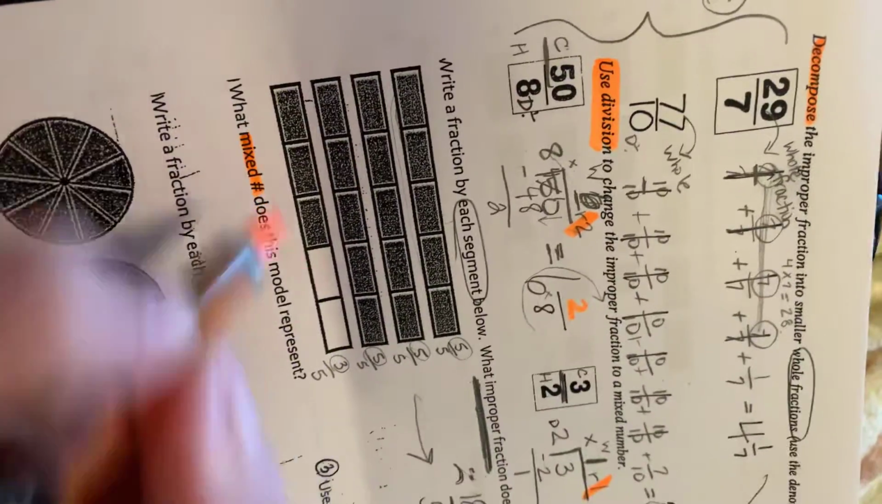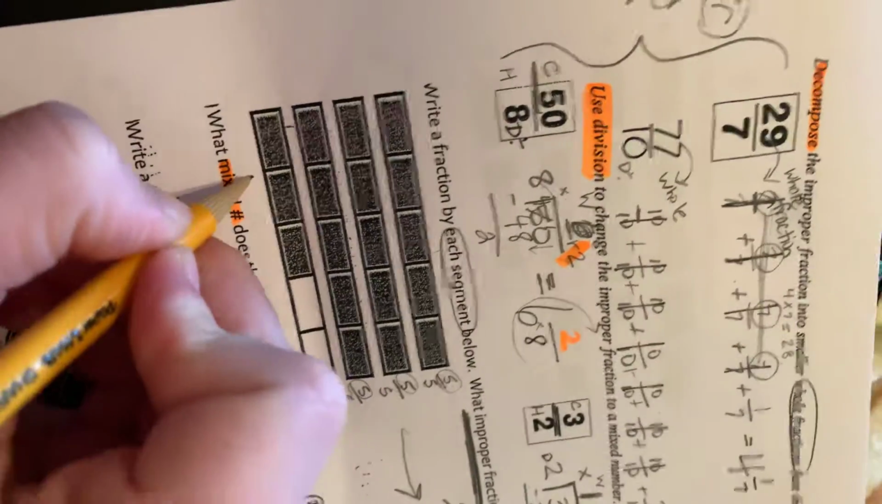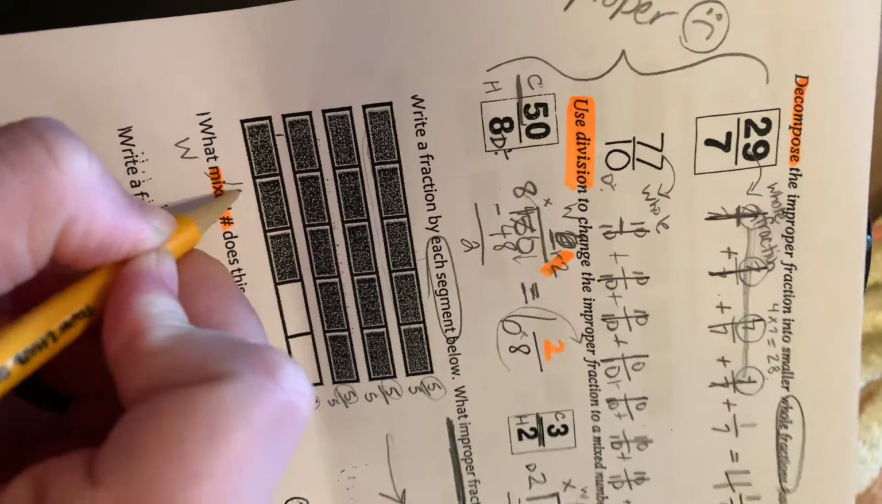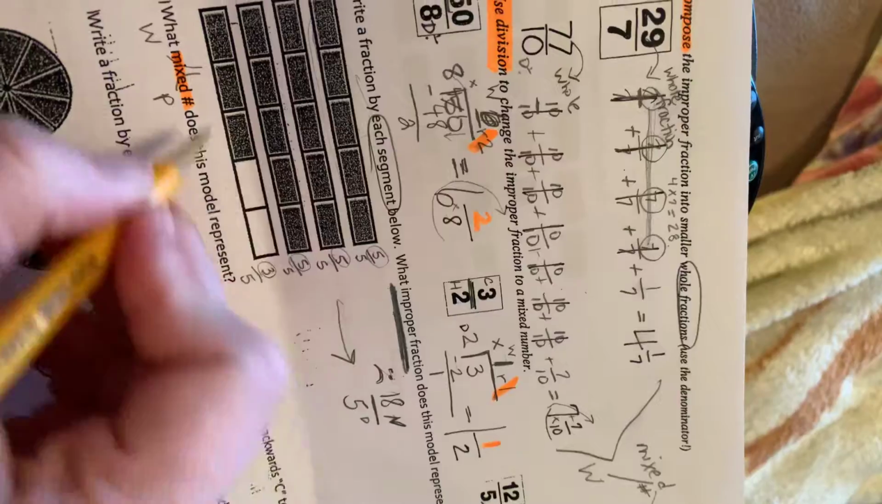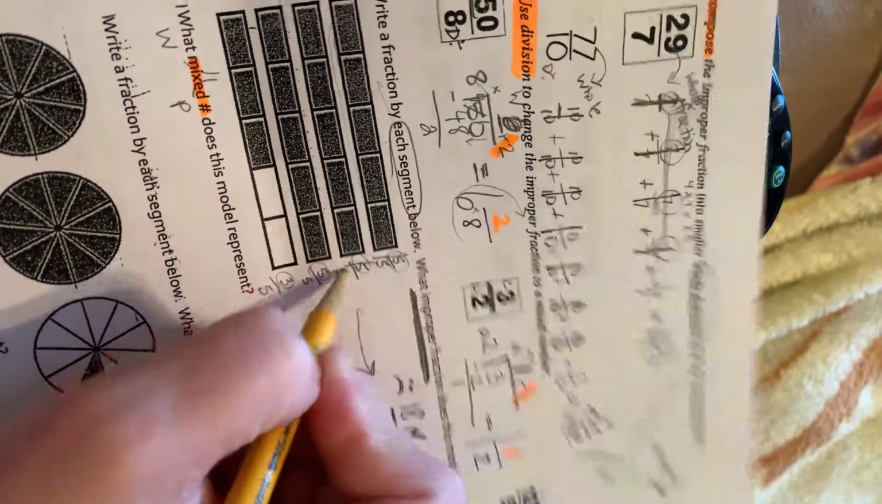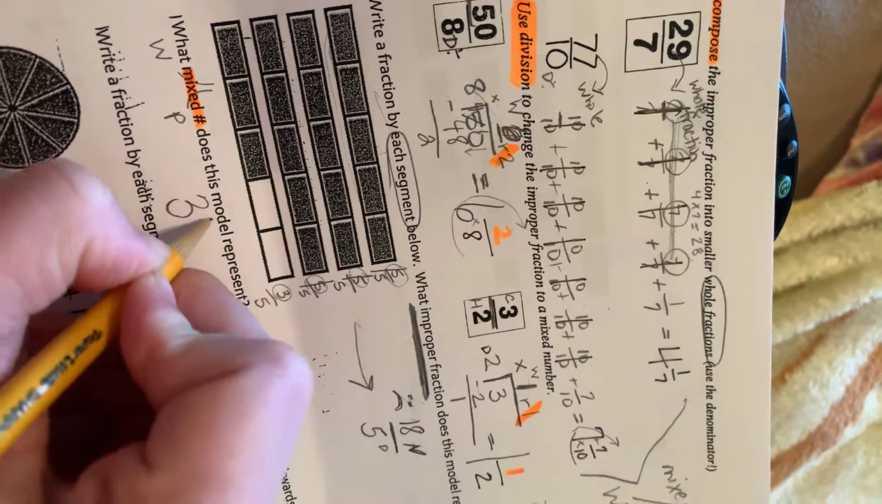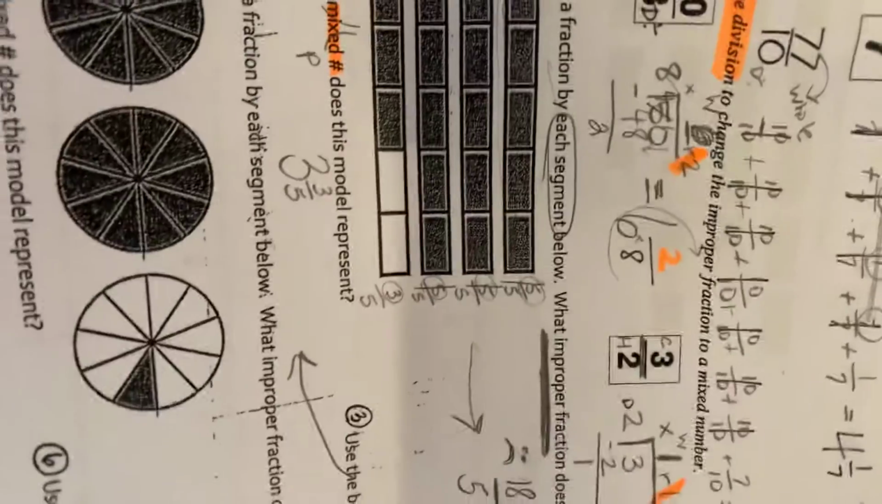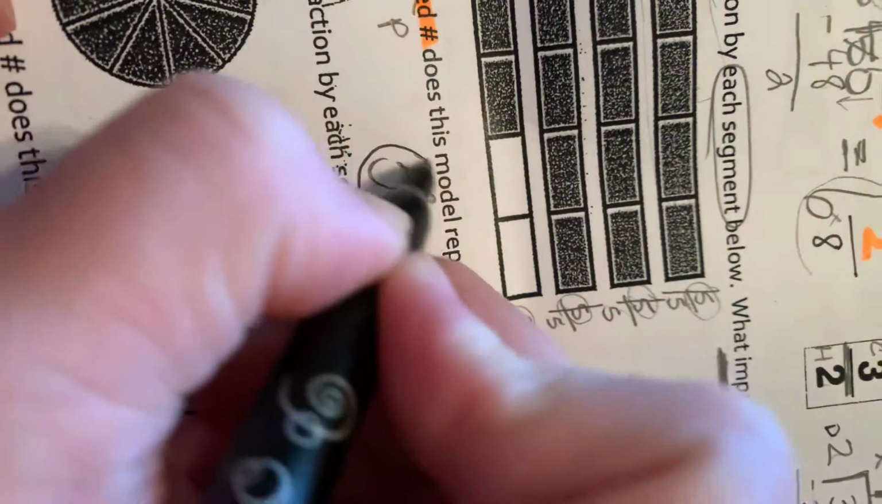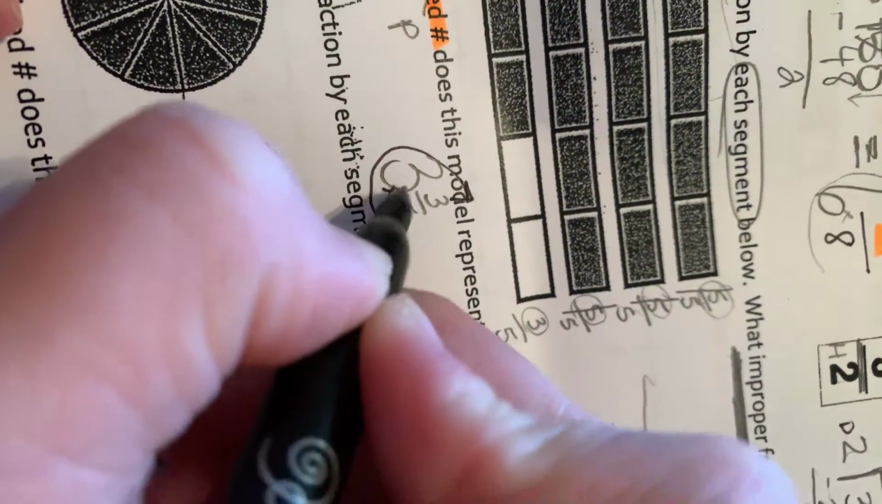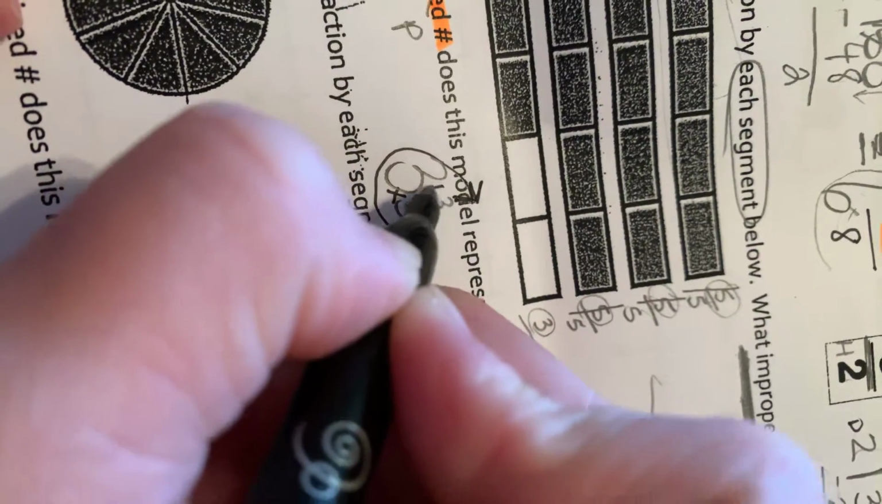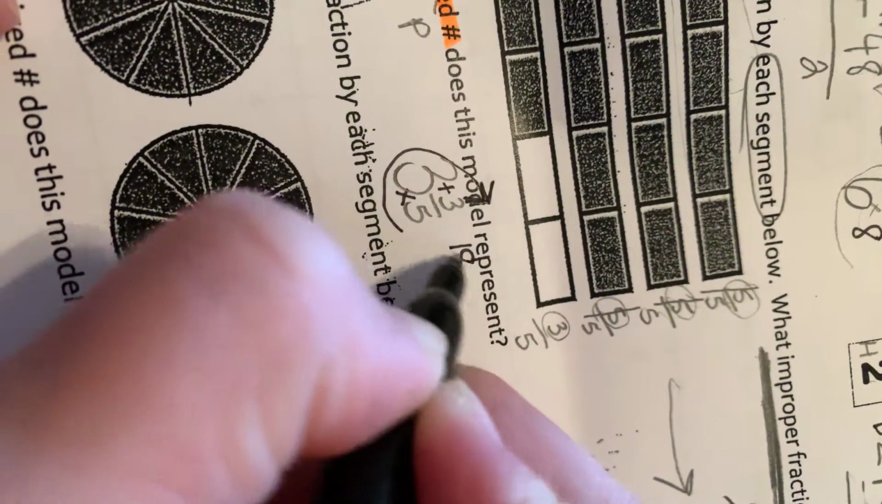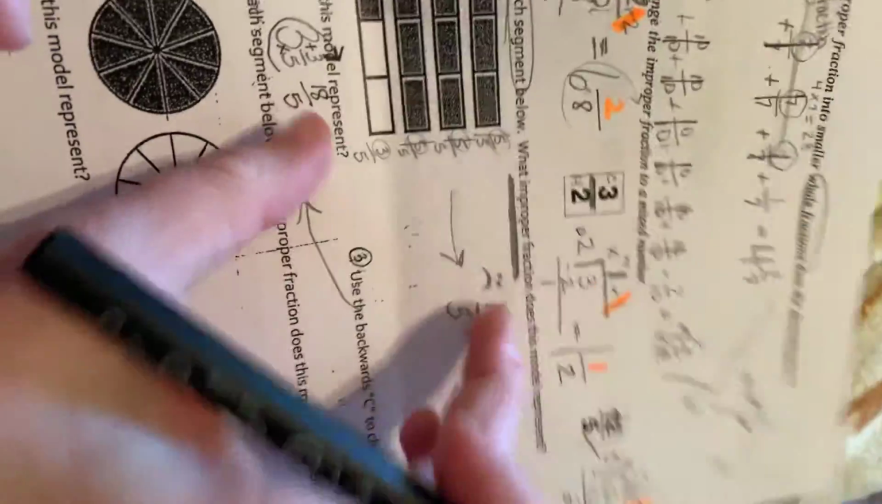Now then I want the mixed number. If you're mixing, what are we mixing? Right, whole and part. How many whole bars are there? 1, 2, 3. And then 3/5. Use the backward C to check. 3 groups of 5 is what? 15 plus 3 is 18/5. So that's what I want them doing here.